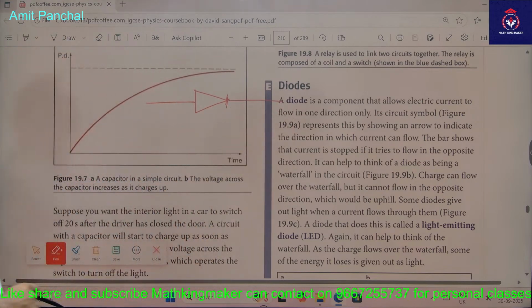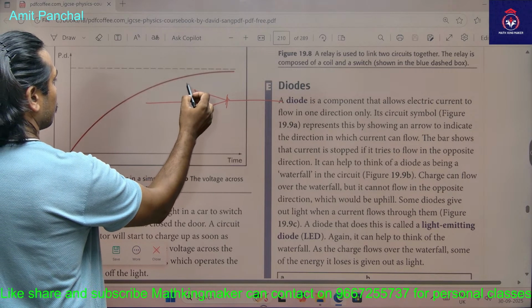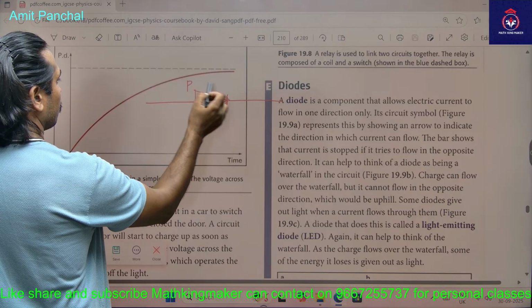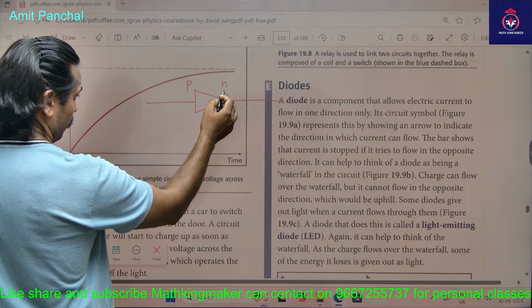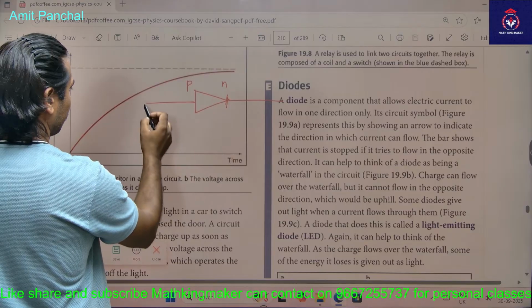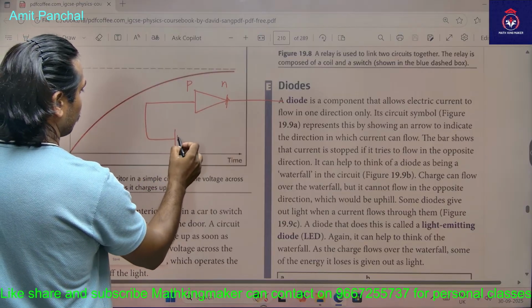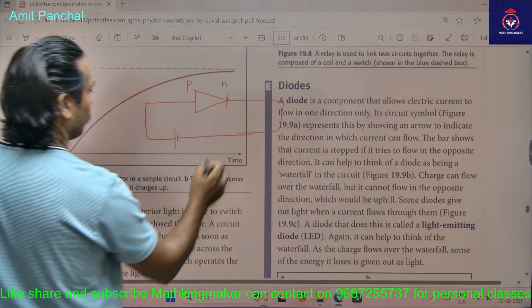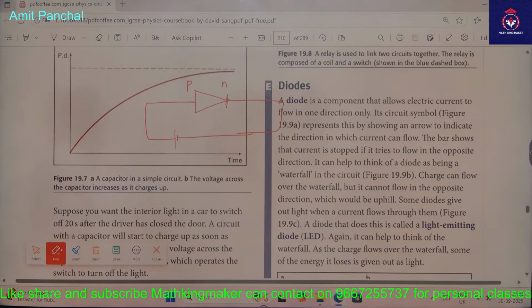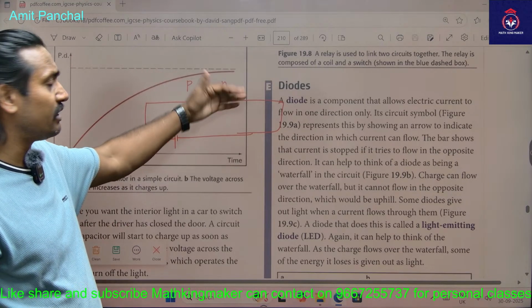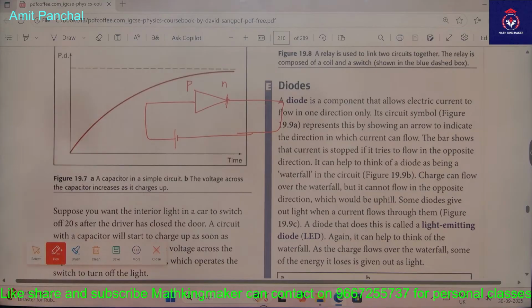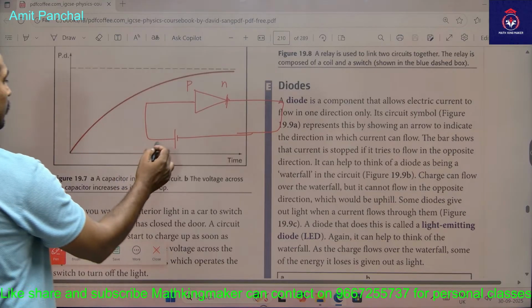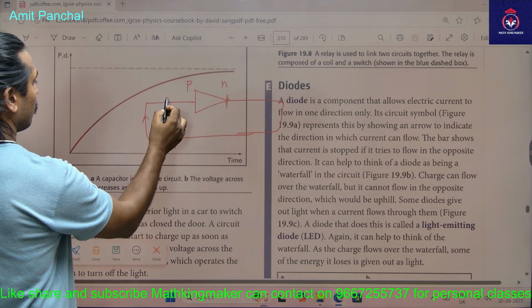It is always connected in forward bias. Forward bias means this is the P junction and this is called the N junction. The P junction is always connected with the positive terminal of the battery or cell, then only it will work, otherwise it will not work. Current will flow like this.